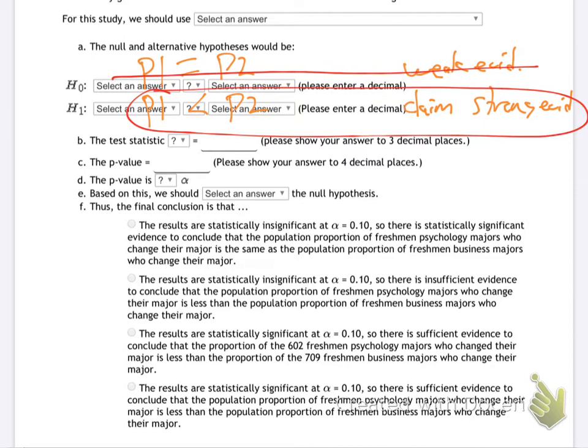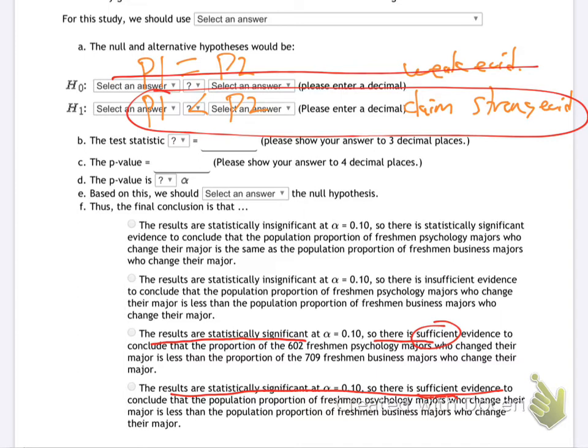And so we're accepting the H1. So, how about the third one? The results are statistically significant. Yes, they are. So there is sufficient evidence. Yeah, but this says the same thing. So far the same. Conclude that the population proportion of freshmen. Which one of those is right? Those are really similar.